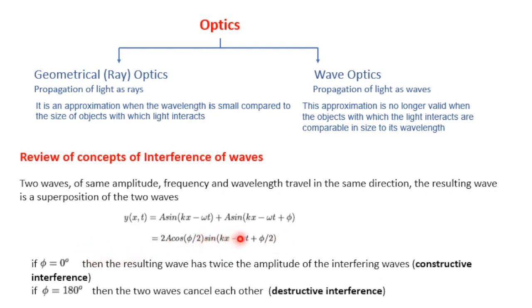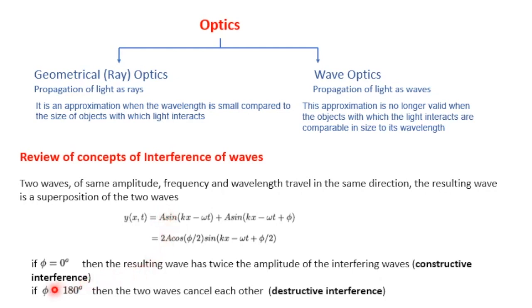Now two very interesting situations arise out of this depending on the value of phi. If phi is 0 degrees, then the resulting wave has twice the amplitude of the interfering waves, and this situation is called constructive interference. You can observe that if you put phi equal to 0 in this equation, then you have a wave given by 2A sin(kx minus omega t). So the resulting wave has amplitude 2A compared to the amplitude of the interfering waves, which was only A.